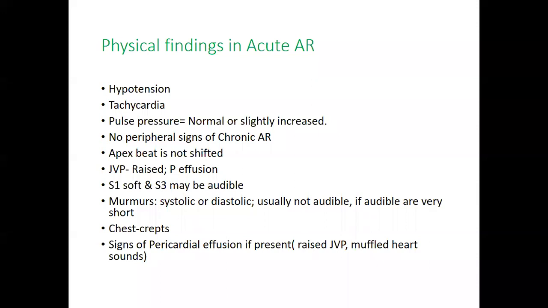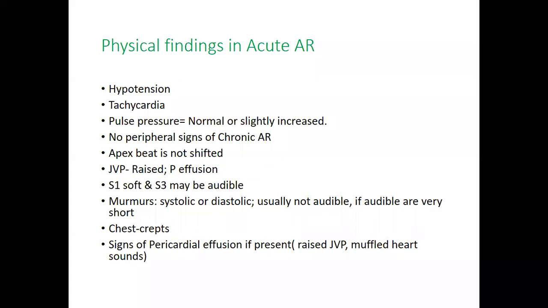But in case of acute aortic regurgitation, the LV has no time for hypertrophy and enlargement. So definitely, you find the apex beat can be in a normal position, but the JVP will be less. Sometimes you can have a pericardial and pleural effusion, and S1 and S3 may be audible.